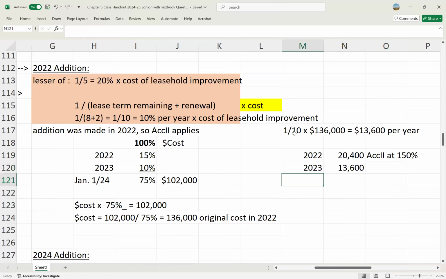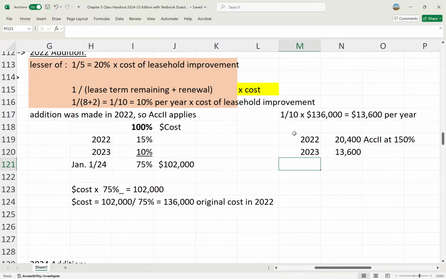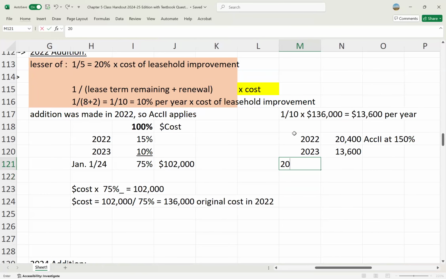This is going to be over 10 years. So let's just, this will take us all the way to 2031: 2023, 2024, 2025, 26, 27, 28, 2029, 2030, 2031. So those are our 10 years. And this is where, once again, a straight line. So it's going to be 13,600 every year.